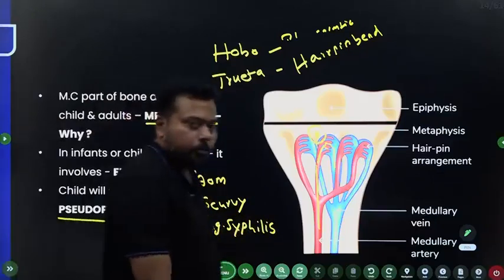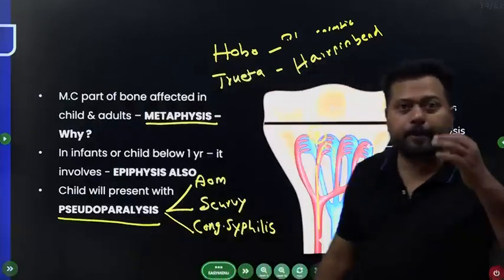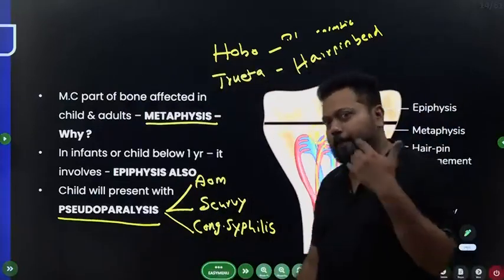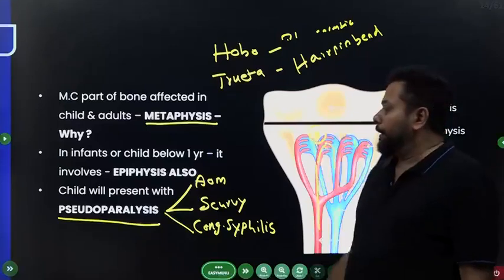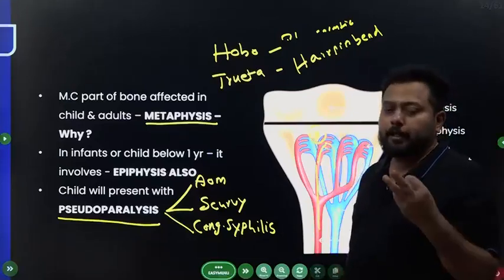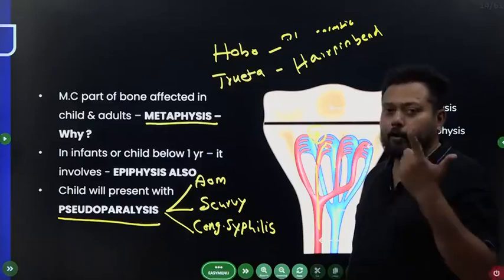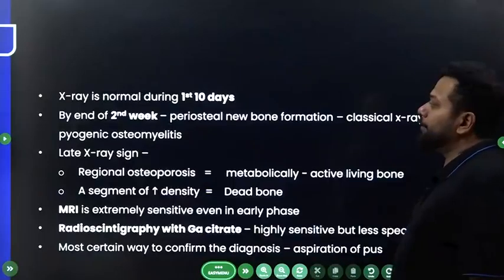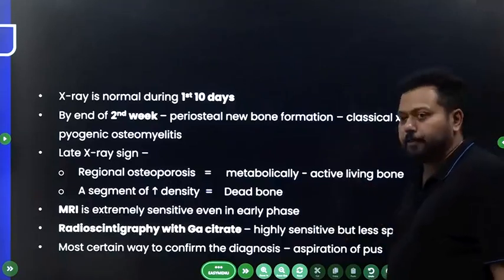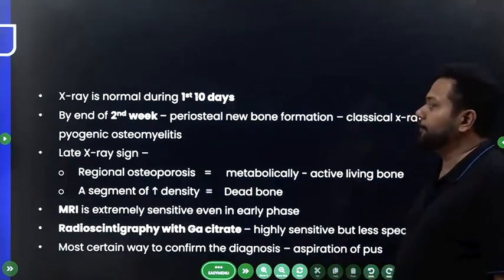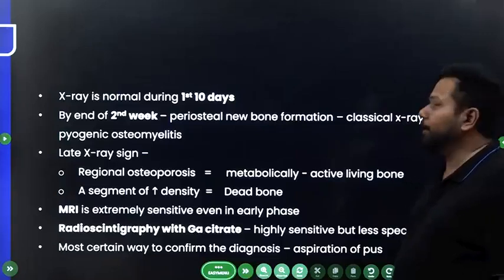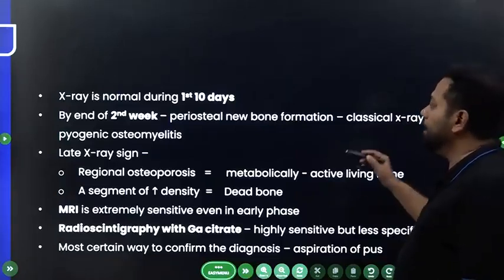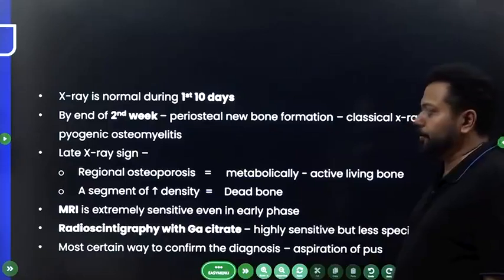Okay, so I had discussed these 3 points in a detailed fashion in the main recording. Please watch back. Whenever pseudoparalysis in orthopedics, think of 3 differential diagnoses: acute osteomyelitis, scurvy, and congenital syphilis. X-ray is normal during the first 10 days of the infection. By the end of the second week, you can see the periosteal new bone formation, classical sign of acute pyogenic osteomyelitis.